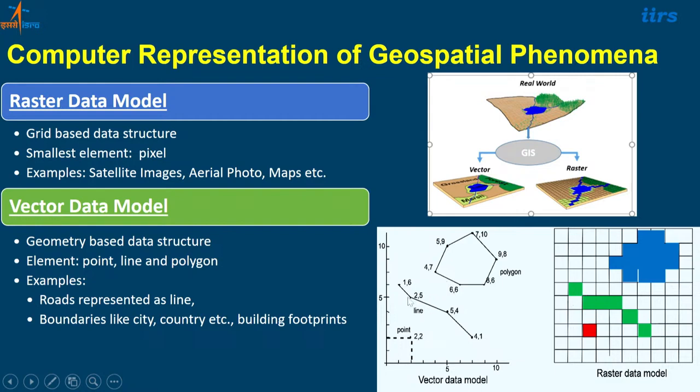Okay, one small point is the smallest unit of vector data representation. Now here multiple points will form one line. If one point starts from here and ends again at that same point, it forms a polygon. So the smallest unit of your vector is point and smallest unit of your raster is one pixel.